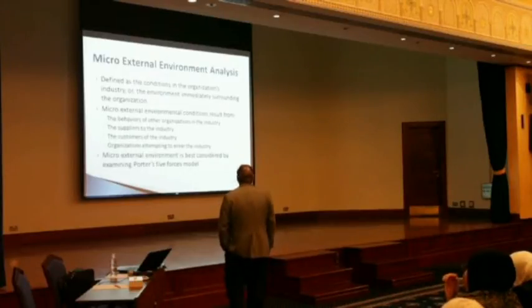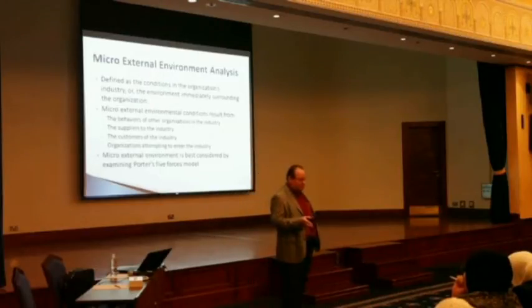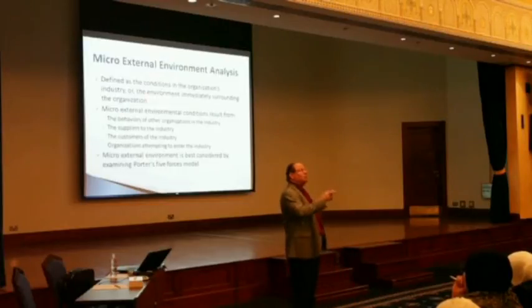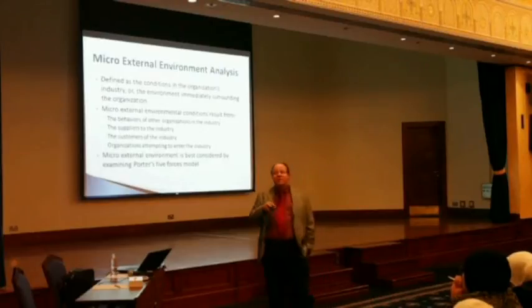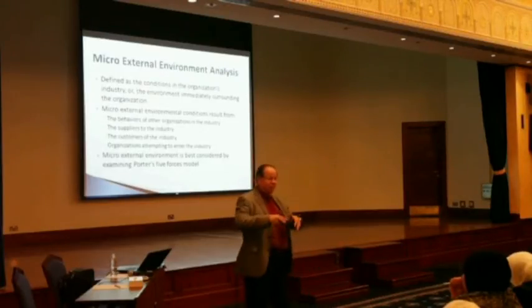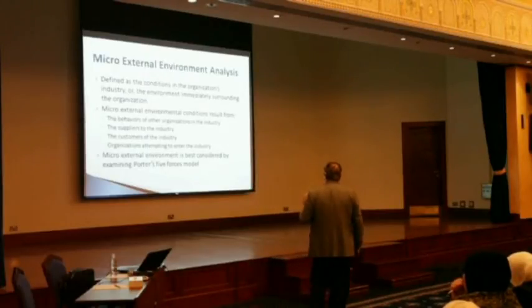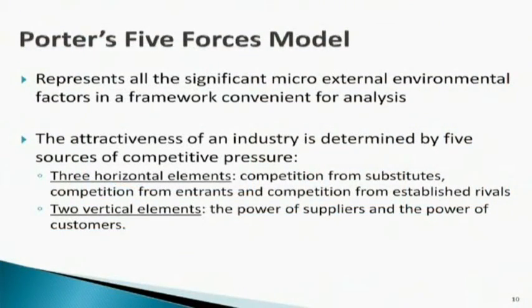So Porter looks at competing companies. It looks at companies trying to manufacture substitute products to compete with another company. It looks at new companies that are trying to enter the market of that particular product. And then it also looks at customers, and it also looks at suppliers. That's the Porter's 5 forces model, and we're going to show that.